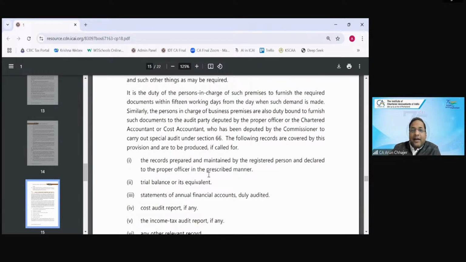Now, it is the duty of the person in charge of such premises to furnish the required documents within 15 working days from the day when such demand is made. Similarly, the person in charge of the business premises is also duty bound to furnish the documents to the audit party deputed by the officer, or the chartered accountant or cost accountant who has been deputed by the commissioner to carry out the special audit. The following records are covered by this provision and are to be produced if called for.